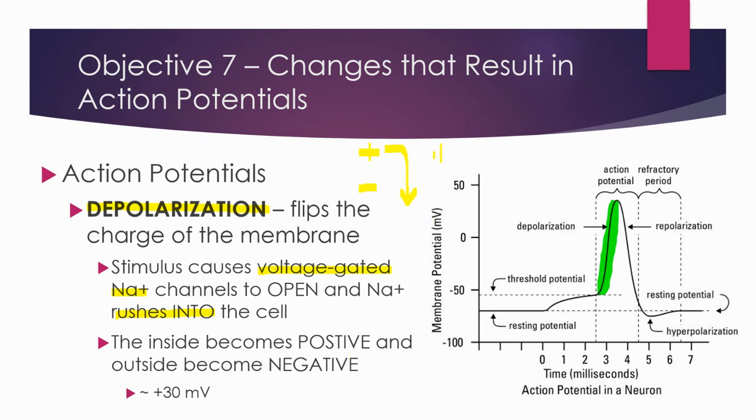So when the sodium rushes in, it's going to cause the outside to become negative and the inside to become positive. Sorry, I messed up there. So depolarization is going to occur when that charge is flipped, and that charge is flipped when sodium rushes into the cell through those voltage-gated ion channels. And so the inside becomes more positive, the outside becomes more negative, and now we're looking at a voltage of about a positive 30. And so over here on the graph, you can see that that voltage is changing. This is what we call depolarization, and that's happening because sodium ions are rushing into the cell.